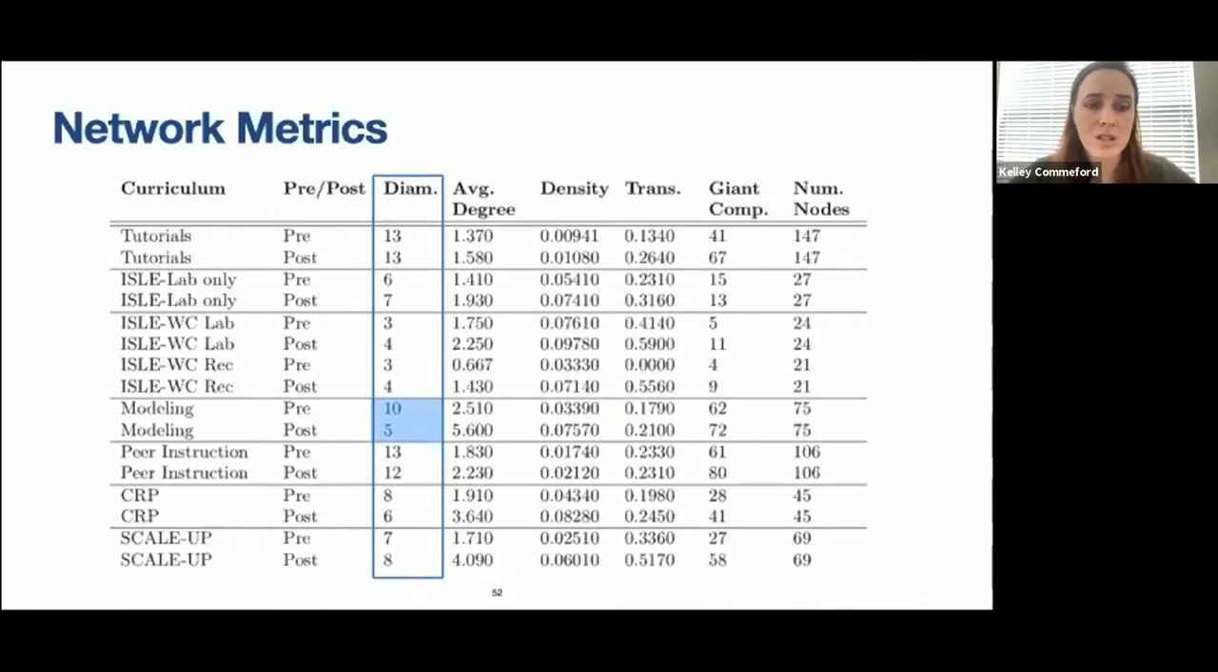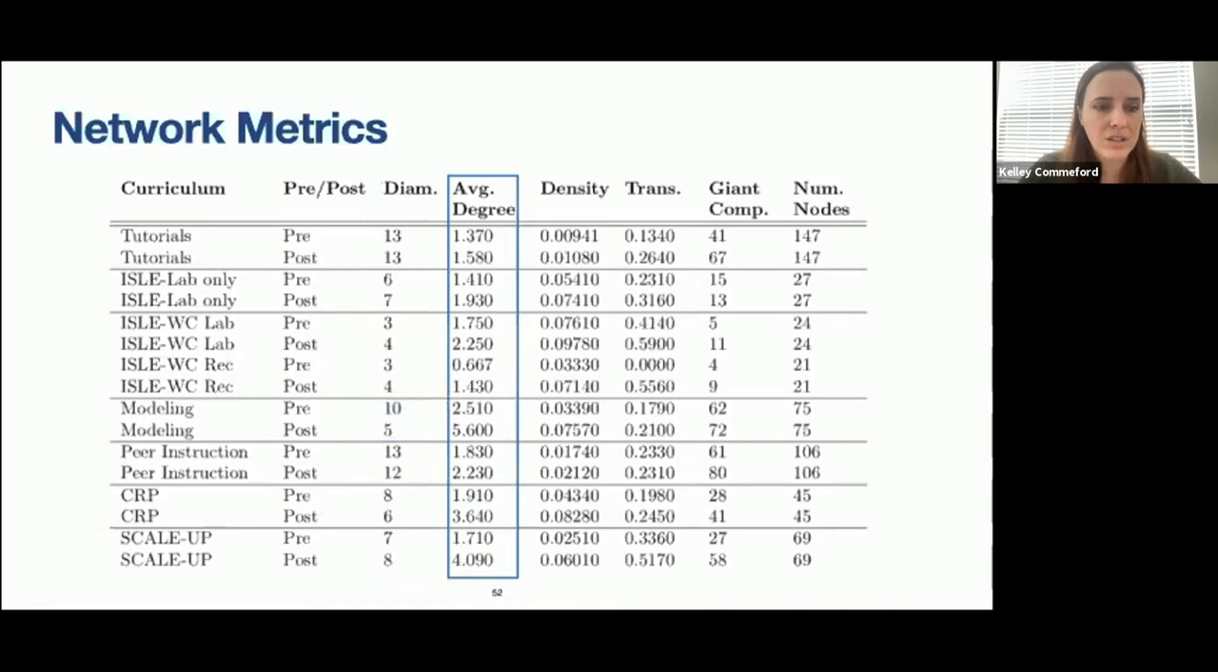We see a large decrease in diameter here, which is indicative of a significantly more tight-knit class community at the end of the term, which makes sense because modeling promotes not only in-group cooperation, but also brings those students together to discuss concepts with their whiteboard meetings. So this is fruitful in that a large decrease in diameter could be a distinguishing feature of modeling instruction.